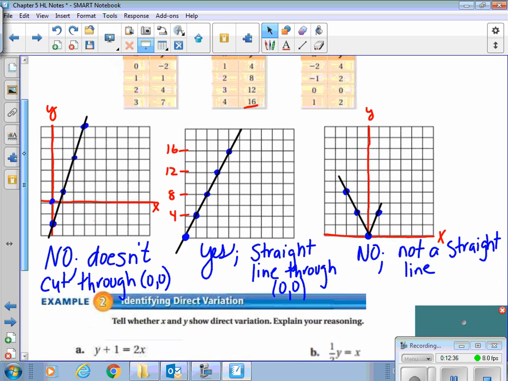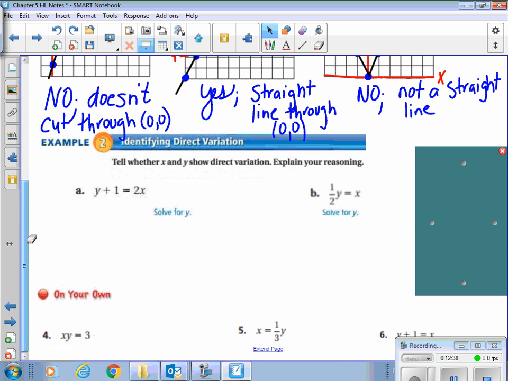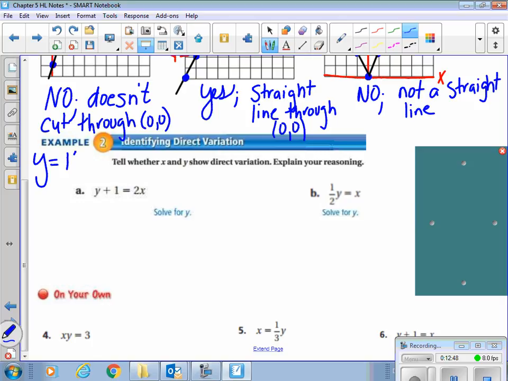Moving on to example 2, we're going to identify direct variation. So we know from the very beginning in our vocabulary that the direct variation equation is y equals kx, where k is your constant of proportionality, or basically just the slope of the line. So what we need to do is get y alone in these 2 examples and see, does it follow the definition of y equals kx?